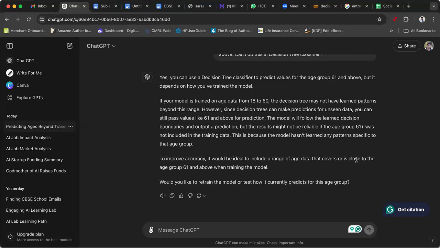But to improve the accuracy, it would be ideal to include a range of age data that covers close to that age group. So maybe in your SAS data, whenever you use proc GLM, or whenever you are trying to find the probabilistic value, you always have an option, the open option. Say for instance, I'll show you.